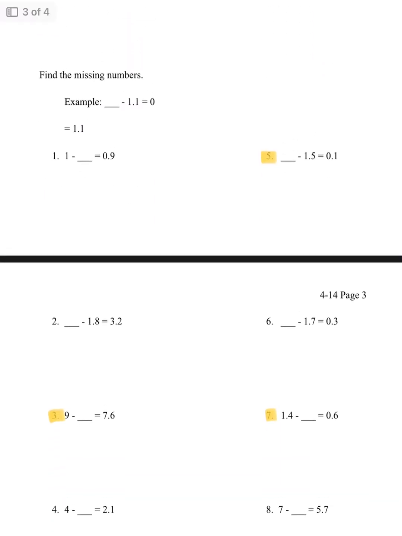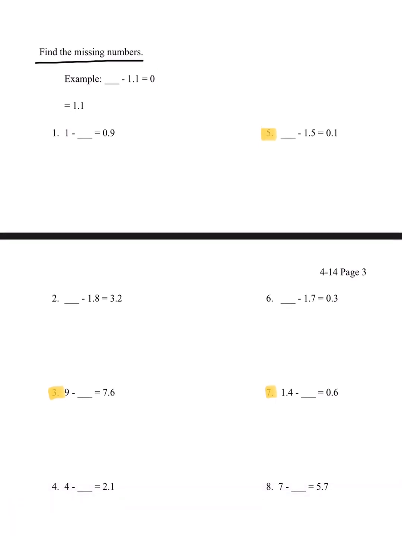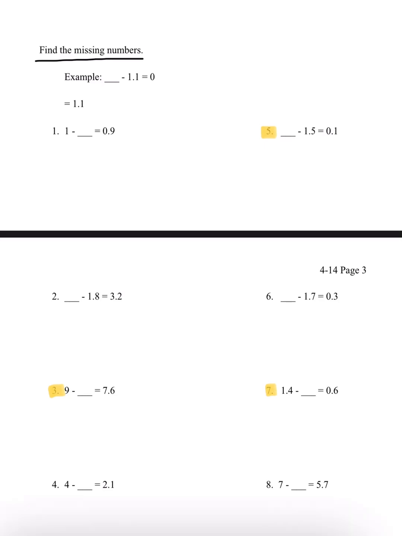Let's move on. Reading the directions, it says, find the missing numbers. I'll be going over number 3, 5, and 7. In our example, we have blank minus 1.1 equals 0. In order to find the blank, all you have to do is take the number that we have in the equation, which is 1.7, and subtract that from the answer. So 1.1 minus 8 will give us 1.1, which is why our answer is 1.1.